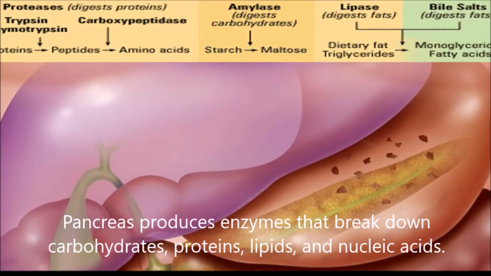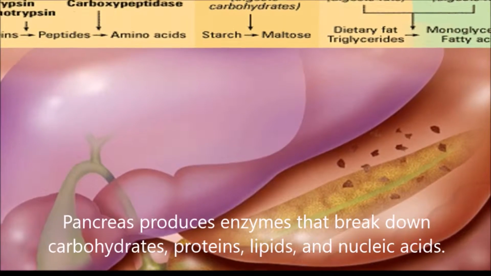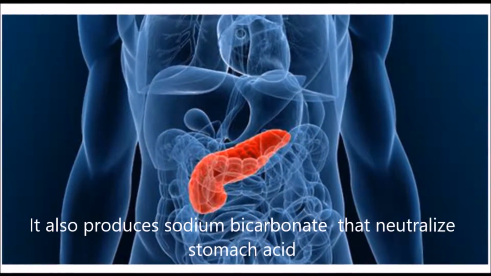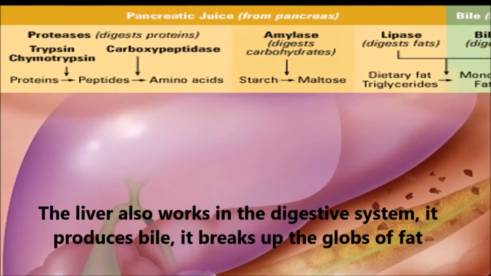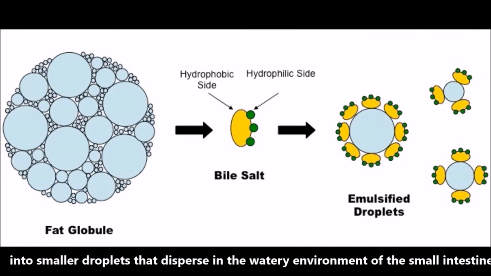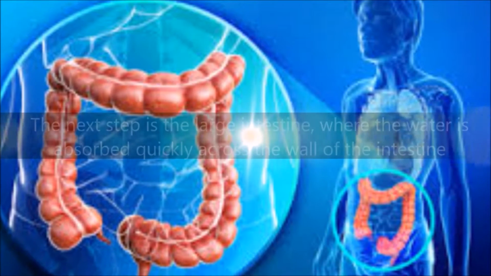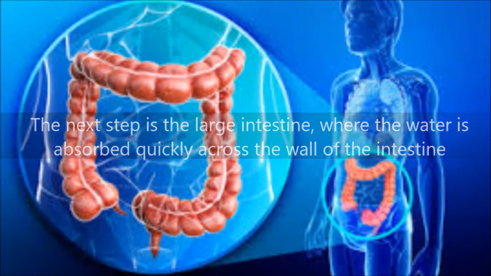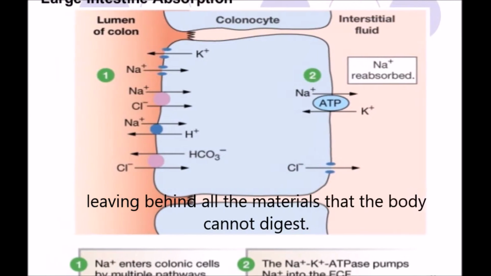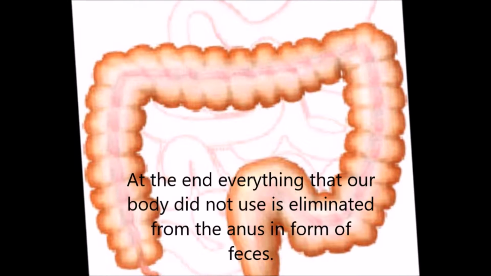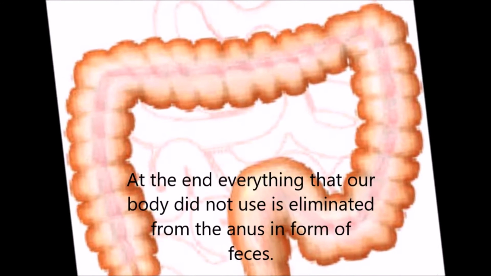The pancreas produces enzymes that break down carbohydrates, proteins, lipids, and nucleic acids. It also produces sodium bicarbonate that neutralizes stomach acid. The liver also works in the digestive system. It produces bile. It breaks up the globs of fat into smaller droplets that disperse in the watery environment of the small intestine. The next step is the large intestine, where the water is absorbed quickly across the wall of the intestine, leaving behind all the materials that the body cannot digest. At the end, everything that the body did not use is eliminated from the anus in the form of feces.